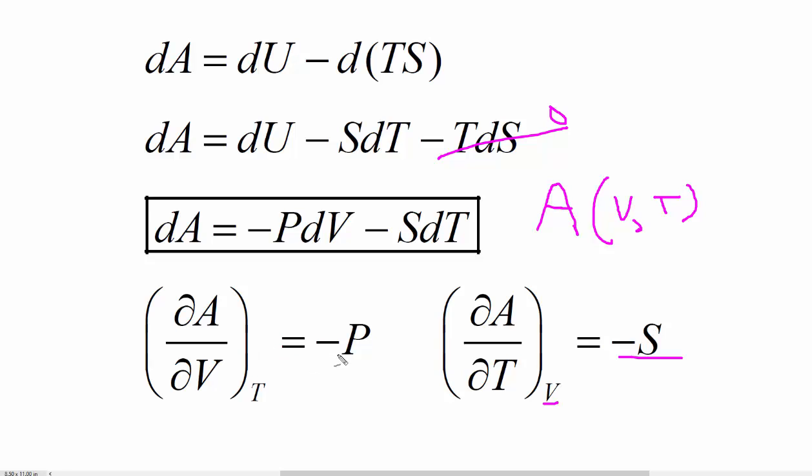Now, we haven't derived any Maxwell relations yet. That's going to be the next step. Now that we have these fundamental pieces, we can combine them together to develop our first Maxwell relation.